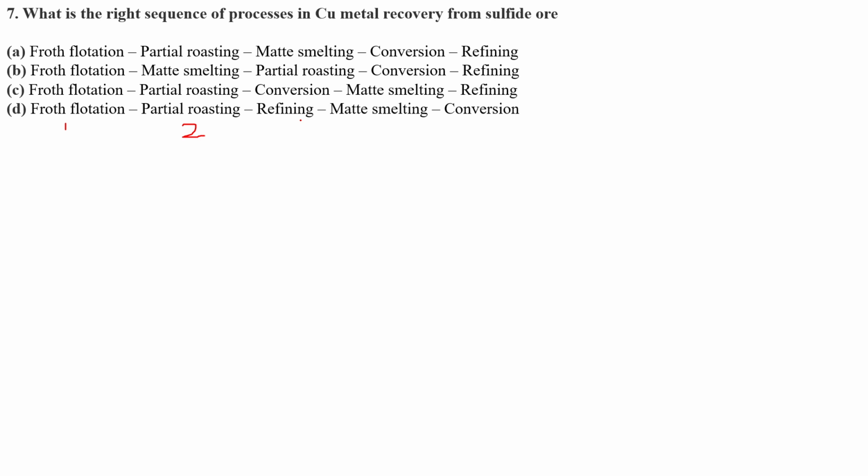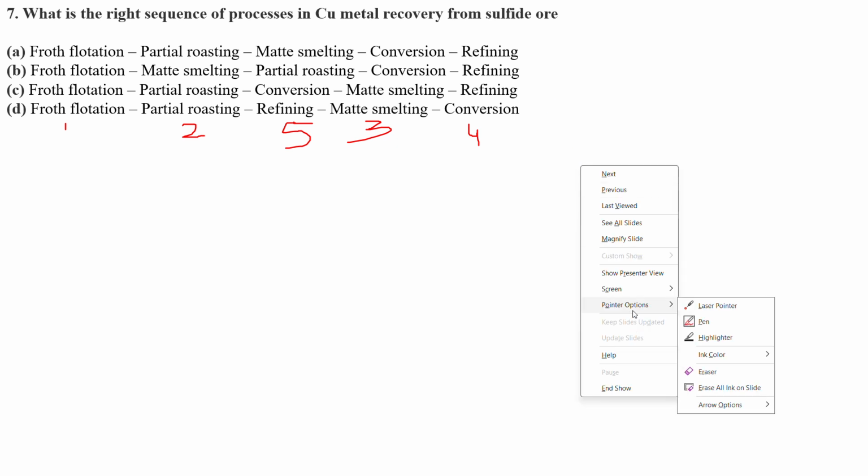Then after partial roasting, we generally go with the matte smelting process. So it will be three. Then after matte smelting, we go for the conversion process to convert the matte into metal. After conversion, we create the blister copper, and then we go with the refining process. So the right sequence will be flotation followed by partial roasting, then matte smelting, conversion, and at last the refining process. So that is for today.